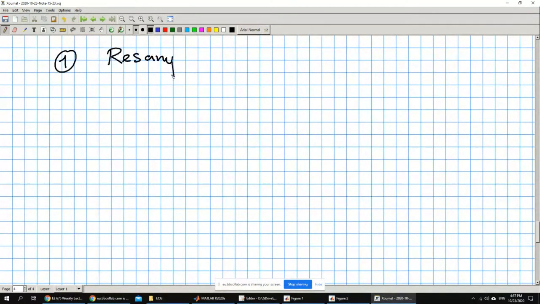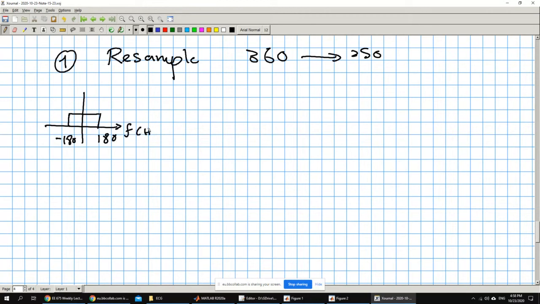Basically, the first solution: resample the signal sampled at 360 to become 250. The signal originally has a spectrum from minus 180 to 180. This is the original spectrum. If I wanted to sample that with an analog to digital converter at 250, the maximum frequency here would be 125. If I have frequencies like 180, they will be aliased. So I have to put the regular low-pass filter at 125 that I talked about.